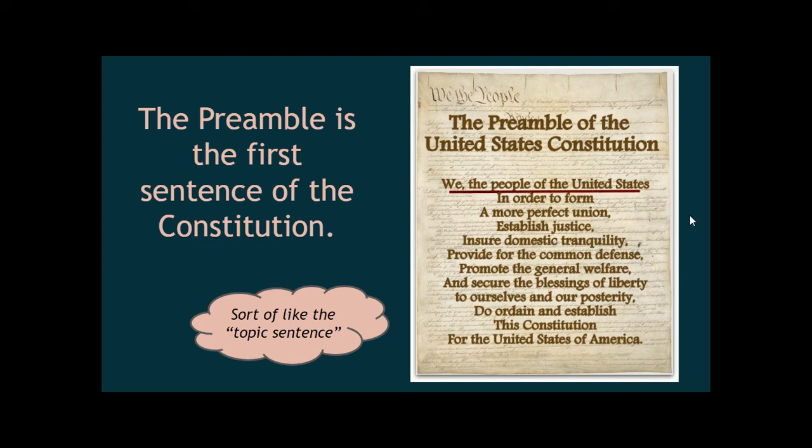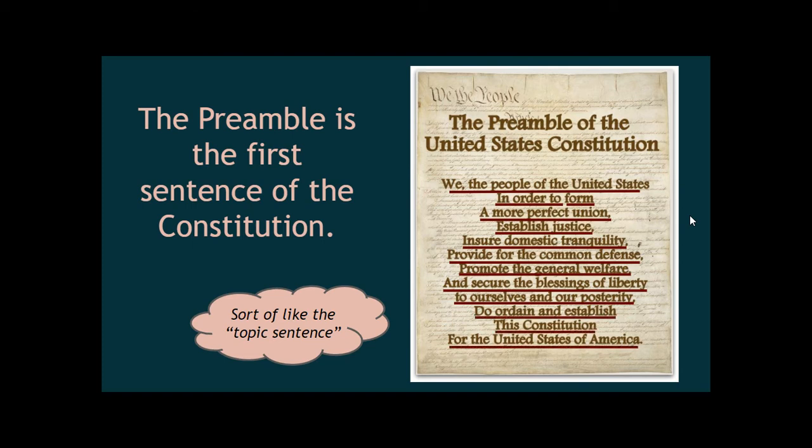It reads, "We, the people of the United States, in order to form a more perfect union, establish justice, ensure domestic tranquility, provide for the common defense, promote the general welfare, and secure the blessings of liberty to ourselves and our posterity, do ordain and establish this Constitution for the United States of America."